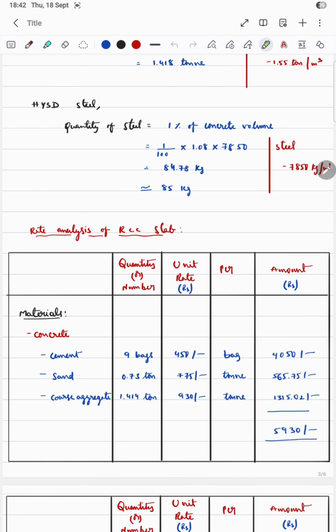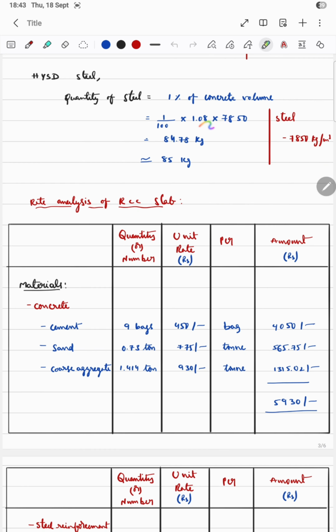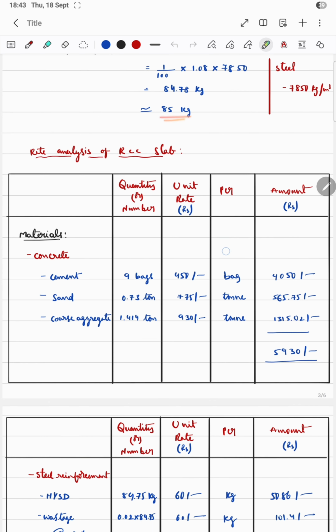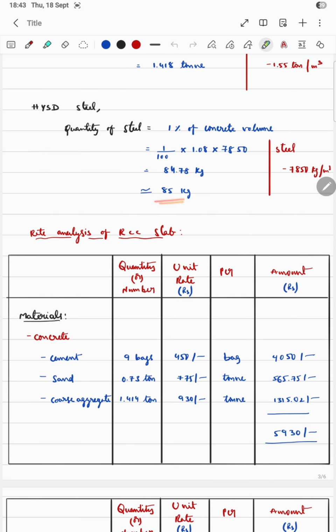Next we are going to calculate the steel, which is the reinforcement in the slab. Quantity of steel, we assume it as 1% of concrete volume, so we multiply it with the wet concrete volume, and the steel density is 7850 kg per meter cube. For every meter cube volume of steel, we have 7850 kgs of weight, so we multiply it with 7850, and we get 84.78 kgs of steel required. We round it to 85 kgs. We are going to need 85 kgs of steel.